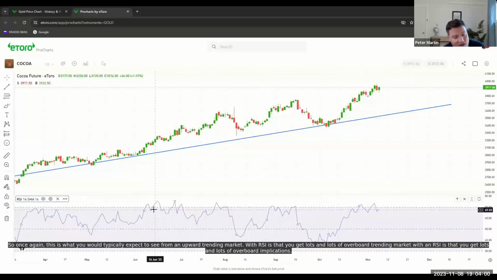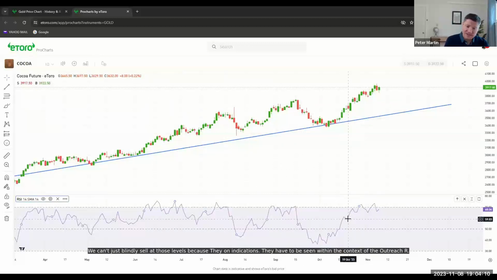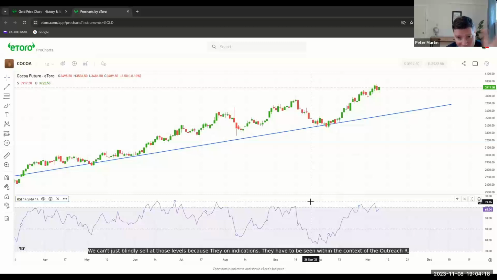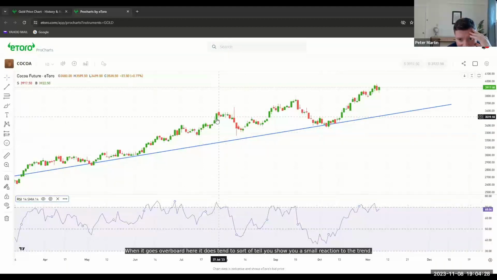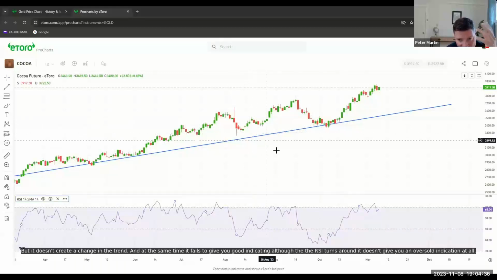So once again, this is what you would typically expect to see from an upward trending market with an RSI: you get lots and lots of overbought indications. We can't just blindly sell at those levels because they aren't sell indications. They have to be seen within the context of the upward trend. We know that these might just be temporary points of resistance. When it goes overbought here, it does tend to show you a small reaction to the trend, but it doesn't create a change in the trend.